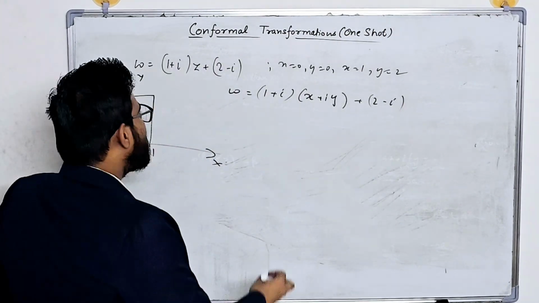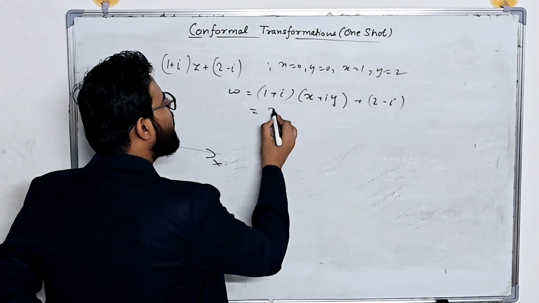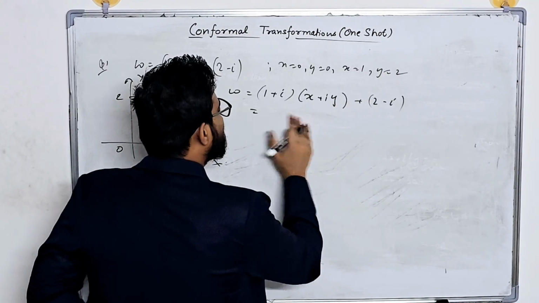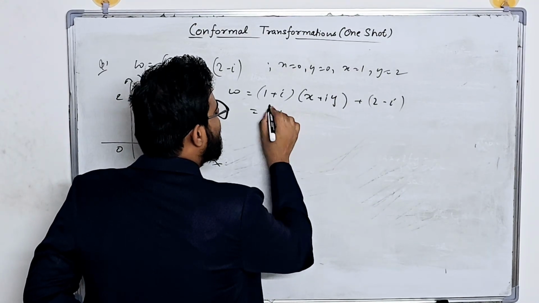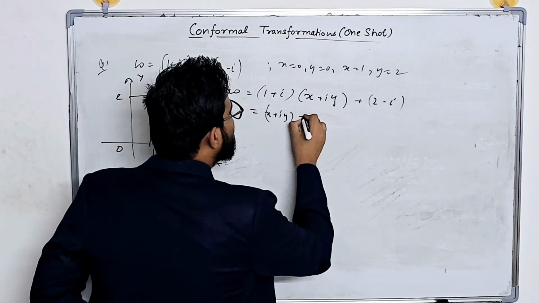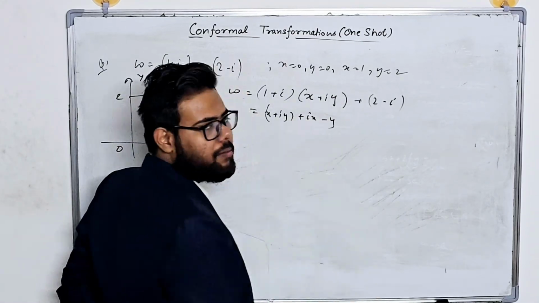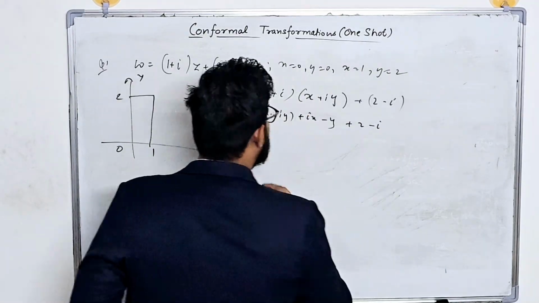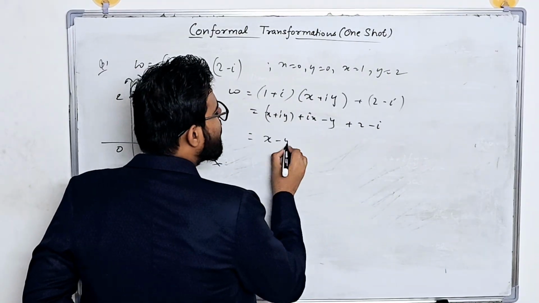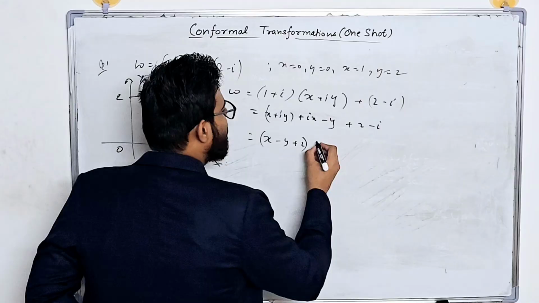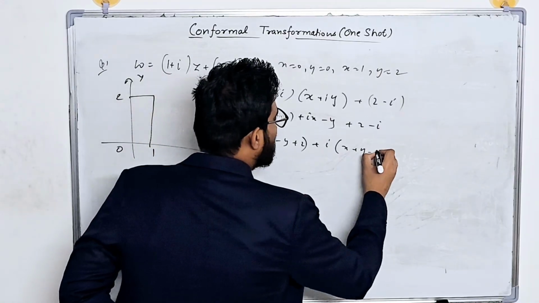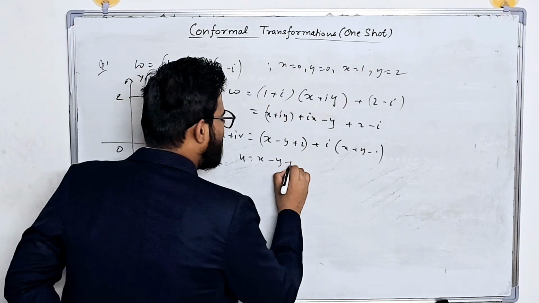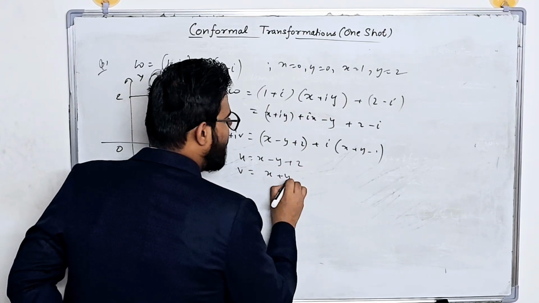Okay, simple. So just multiply it: x plus iy plus ix, that is, x plus iota y multiplied by this, plus ix minus y, right? Correct? i square is equal to negative 1, plus 2 minus iota, right? So we have x minus y plus 2 plus i times (x plus y minus 1) is equal to u plus iota v. Hence u is equal to x minus y plus 2 and v is equal to x plus y minus 1, right?